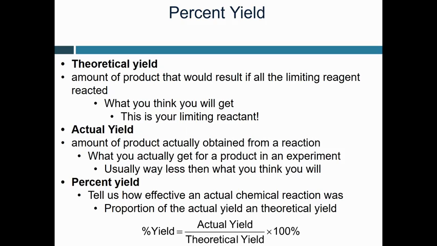After you have a theoretical and an actual, you can put them both in. You can do actual yield divided by theoretical yield, multiply it by 100 to get a percent, and that will give you your percent yield. The percent yield will tell you how effective an actual chemical reaction was and the proportion of the actual to a theoretical yield. So let's pause the video, get a calculator, something to write with, and do some practice problems.